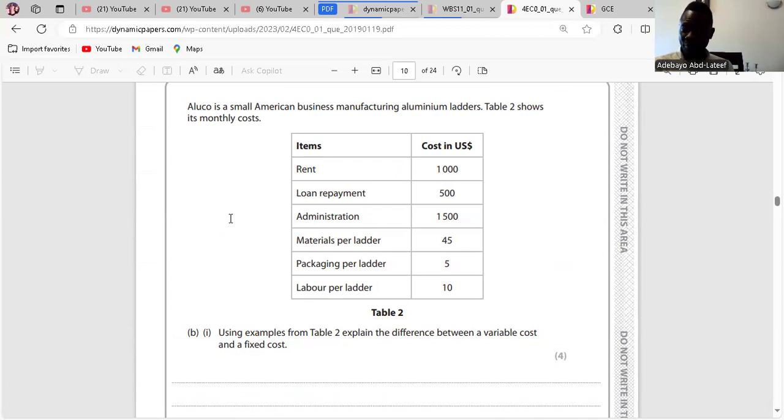Packaging per ladder is $5. We multiply by 1,000, which is $5,000. The labor per ladder is $10, multiplied by 1,000, which is $10,000. So $10,000 plus 5,000 plus 45,000 plus 1,500 gives us 63,000. 70,000 minus 63,000 makes a profit of 7,000. Is it clear, please? Yes. All right, so the profit there is 7,000.